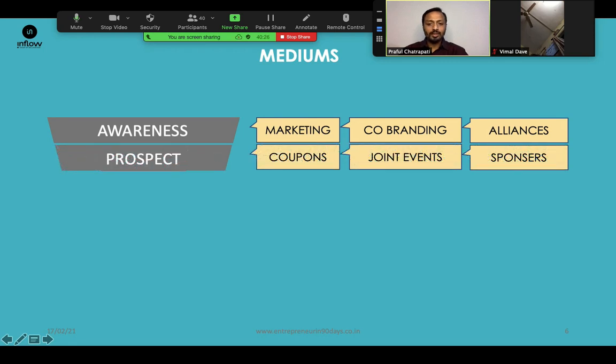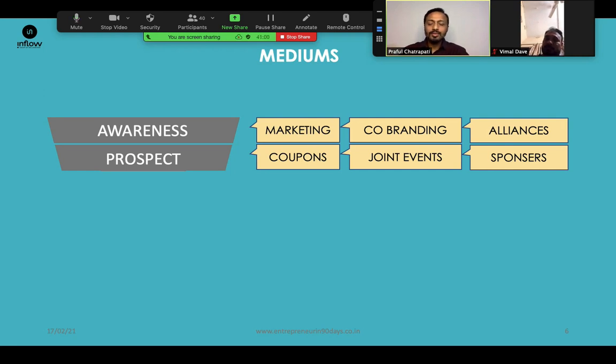Okay, second is your prospect. Now at the prospect level, you can create your own coupons, you can do joint events, you can go for sponsorships where you have something relevant, and from there you are creating your prospects. So try to find multiple ways. You should not simply depend on, okay, I will only do digital marketing, or I will only spend on one or two options. You have to be smarter, because when we say a startup, startups need to work more smartly.